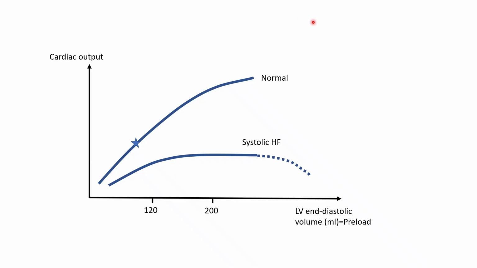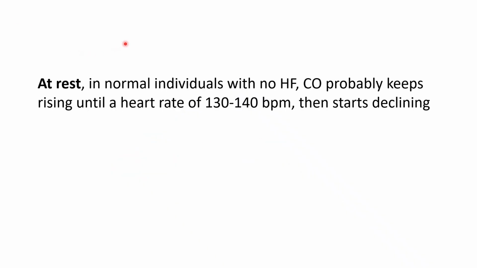This explains why the dobutamine stress test can cause hypotension in hypovolemic patients on the upslope of the Starling curve. Therefore, to come up with a number that attests to that balance, at rest in normal individuals with no heart failure, cardiac output probably keeps rising until a heart rate of about 130-140 beats per minute, then starts declining. That number is likely lower, definitely lower with hypovolemia and older age, as the elderly have lower contractility reserve.